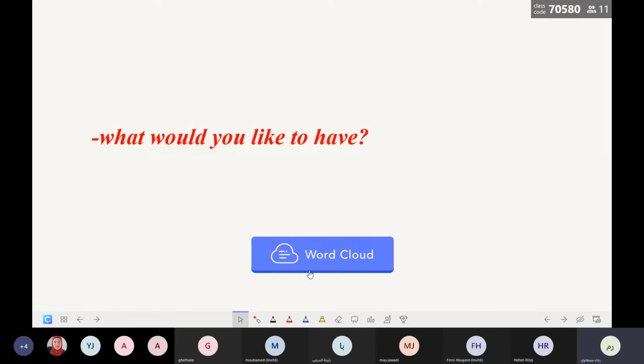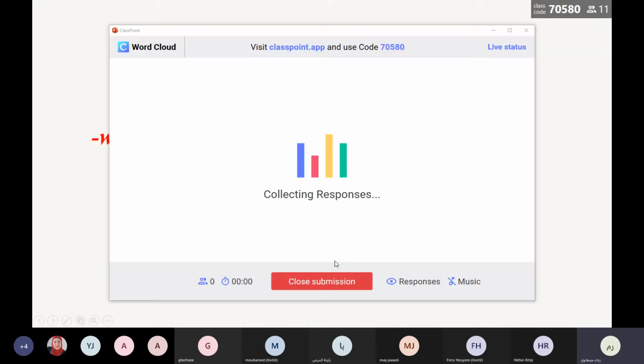What would you like to have? Imagine you go to a hotel or restaurant. What would you like to order? Okay, you choose a dish from this menu, or you choose your own dish. So what would you like to order?